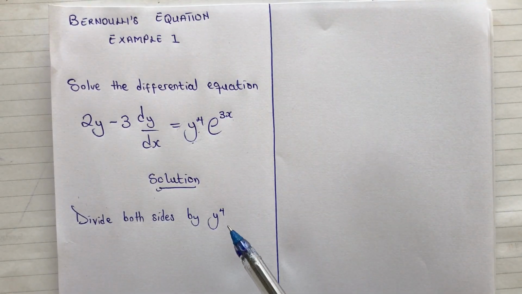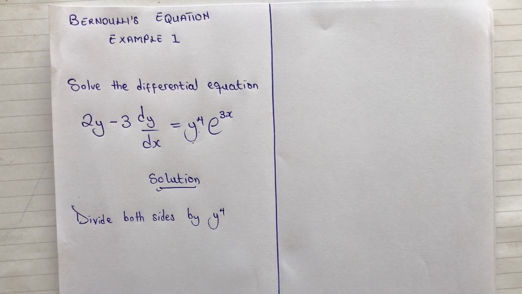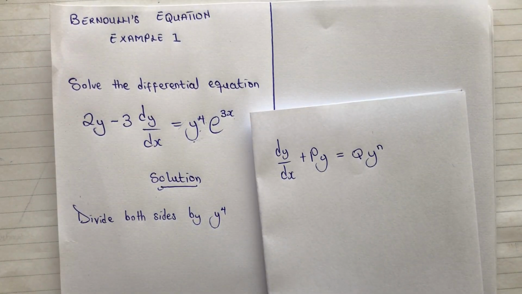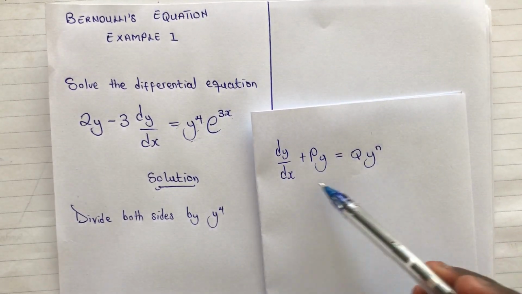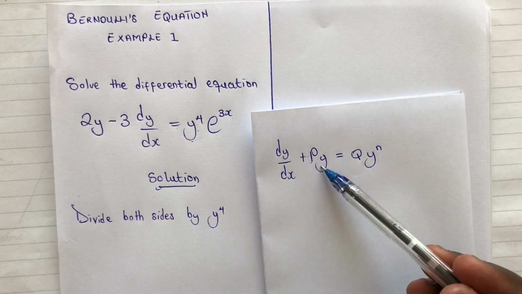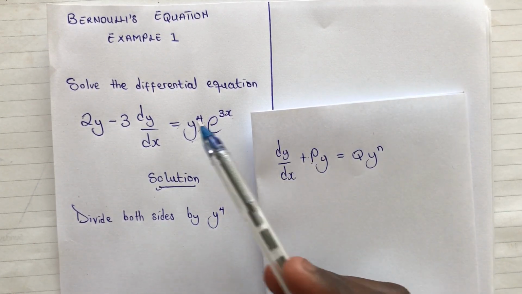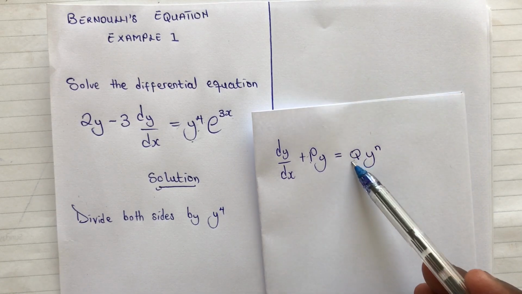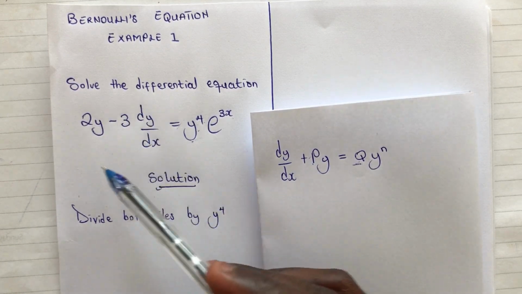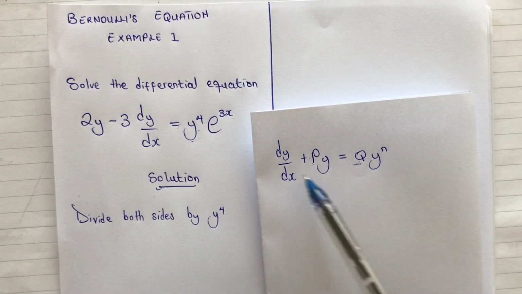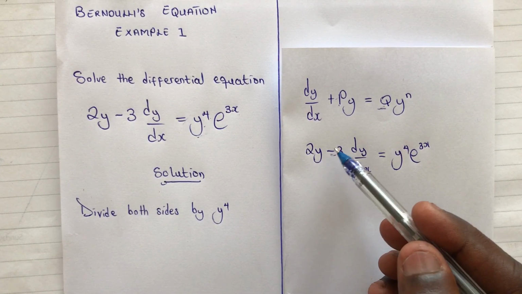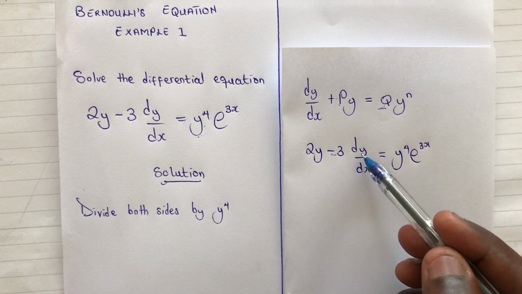But before we divide, let's rewrite the equation in this form. This is the form of Bernoulli's equation: dy/dx plus the function p of x times y equal to q times y to power n. So that is what we are seeing here. The function q is this one. So the function p is mixed. Now we need to rearrange the equation in this form. This is a negative function, so we need to make the dy/dx a positive function.